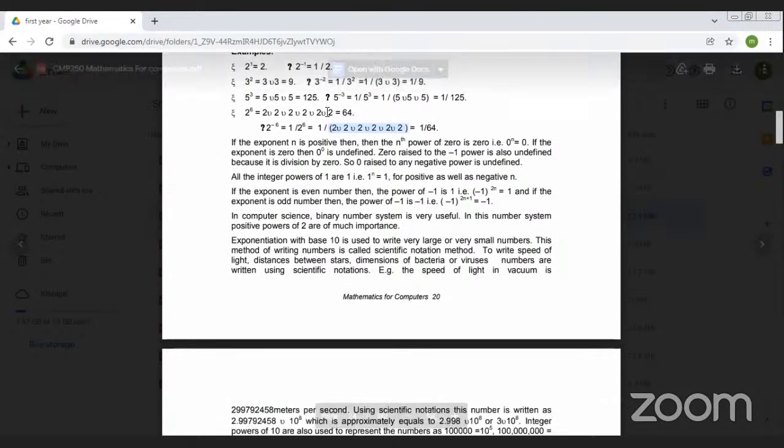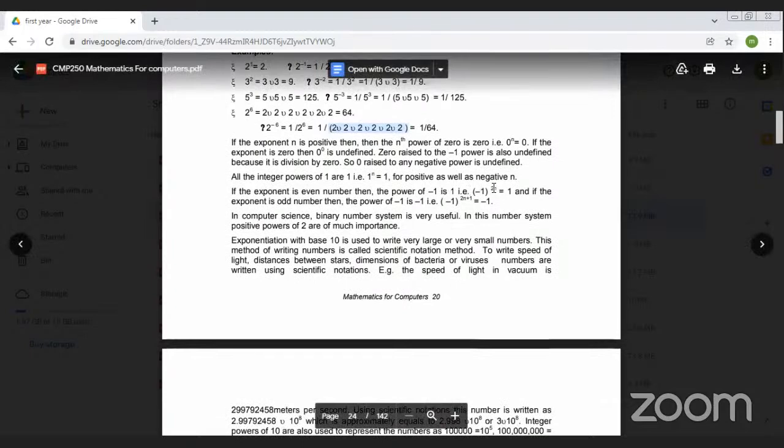Now, when your exponent is in terms of negative numbers, if your exponent is an even number, then your value will be positive. If your exponent is an odd number, then it will be negative. Keep this in mind.